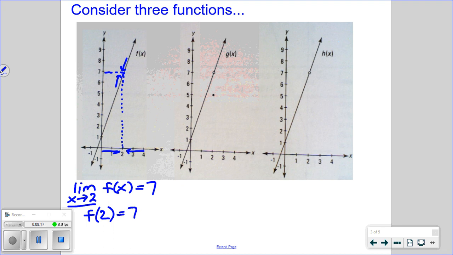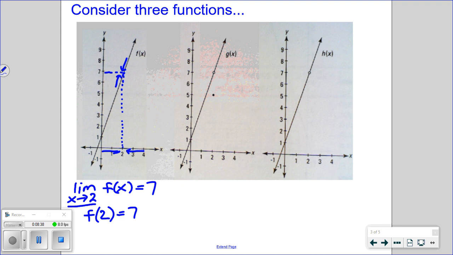But notice there's nothing unusual happening in this graph. It's a linear function, there's no hole, there's no vertical asymptote, nothing unusual is happening. So in this case, the limit is the same as the function value. That's what we would refer to as f of 2, the function value.